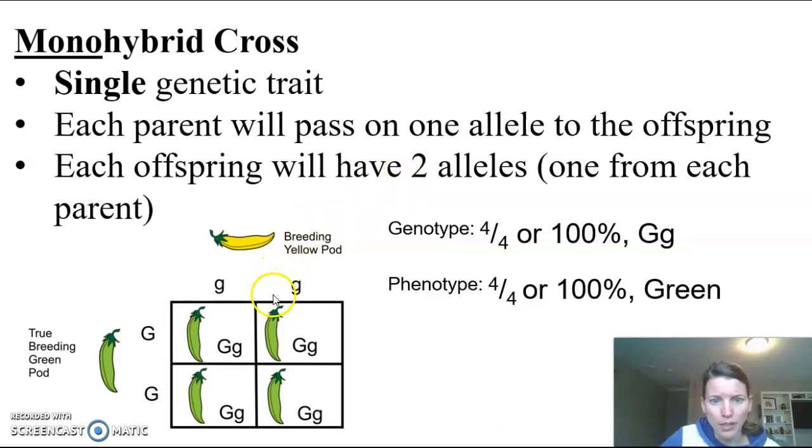Here's another example. You have pea pod color, green and yellow. Green is dominant, so capital G is representing the dominant color, in this case green. You have one parent that is homozygous dominant for green, and another parent who's homozygous recessive for yellow. Parents are on the outside, plug in the letters in the middle. This is your offspring result: 4 out of 4, or 100% of them, are big G, little g for the genotype. And for phenotype, all of them would be green.